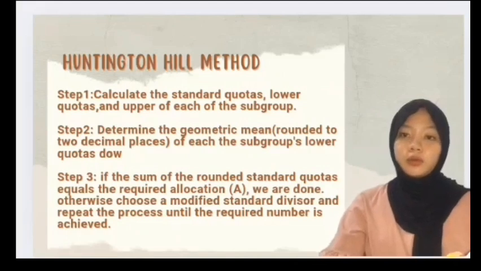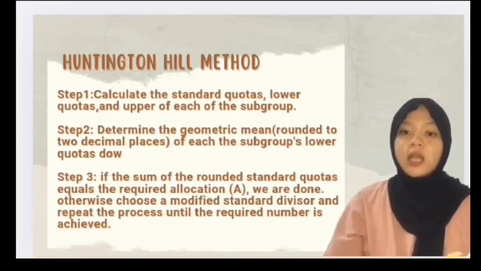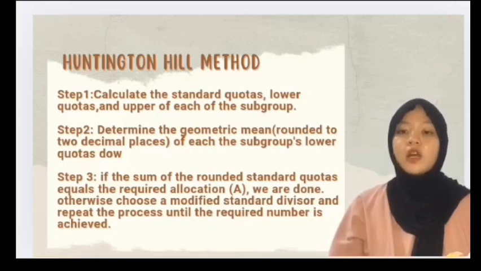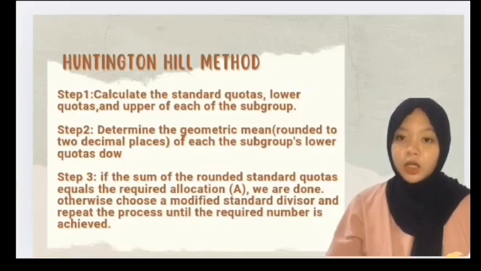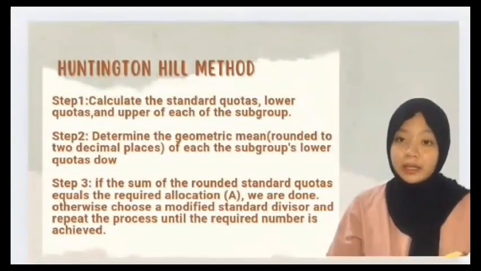So, Hunting Hill method, may mga step yan. Okay, step 1, calculate the standard quotas, lower quotas, and upper quotas. Step 2, determine the geometric mean rounded to 2 decimal places of each of the subgroups' lower quotas. And step 3, if the sum of the rounded standard quotas is equal to the required allocation, we are done. Otherwise, choose a modified standard divisor and repeat the process until the required allocation is achieved.